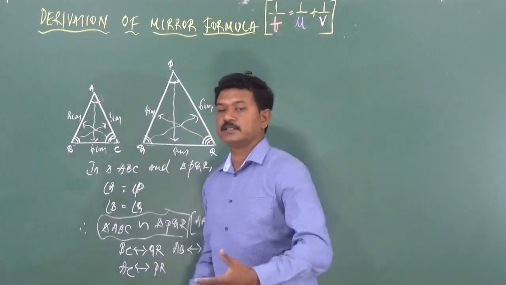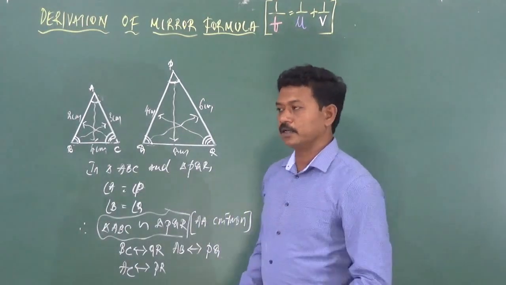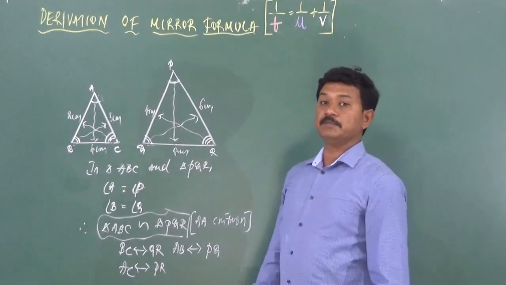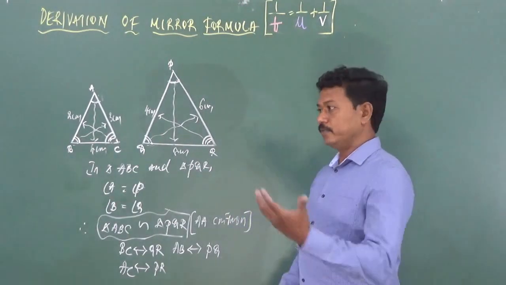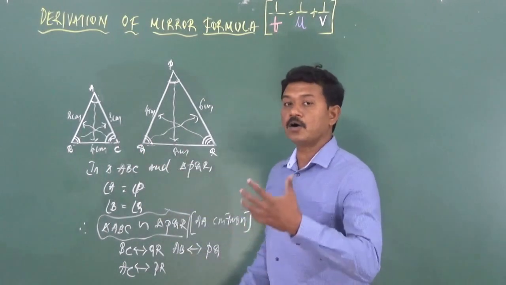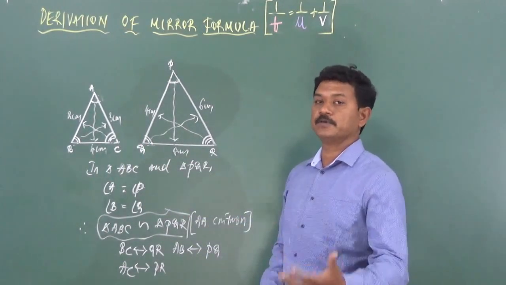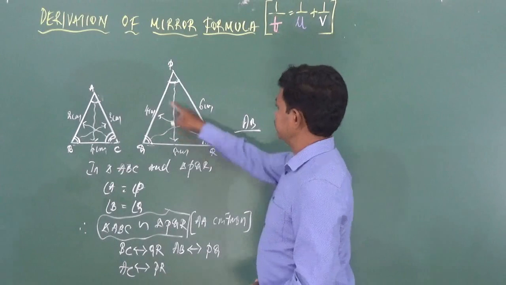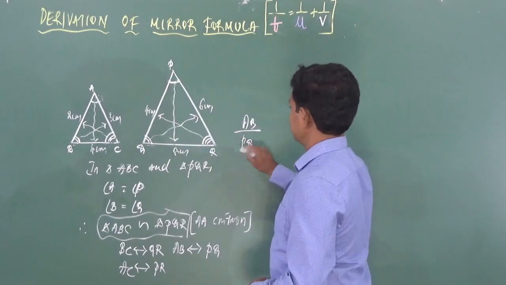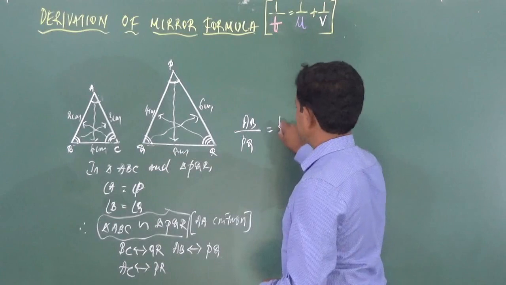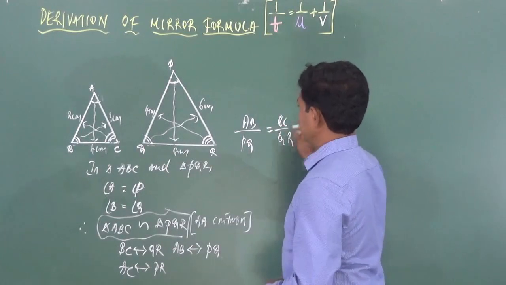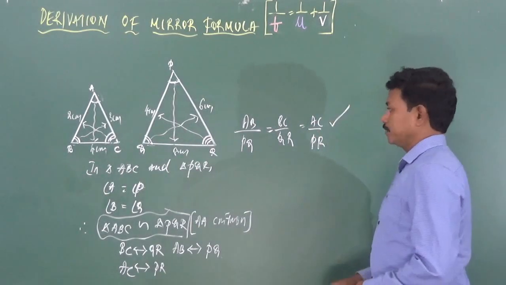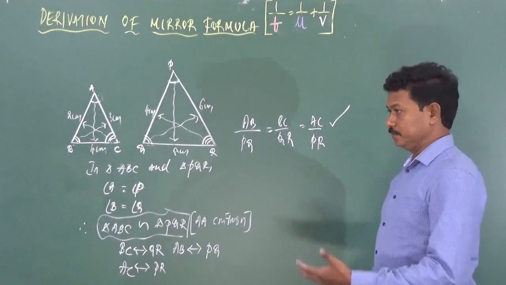If two angles of one triangle are correspondingly equal to the two angles of the other triangle, then we say that the two triangles are equiangular. If two triangles are equiangular, then they will be 100% similar. If two triangles are similar, we can say that their corresponding sides are proportional, in the same ratio. So we can write the ratios: AB by PQ is equal to BC by QR, which is equal to AC by PR.